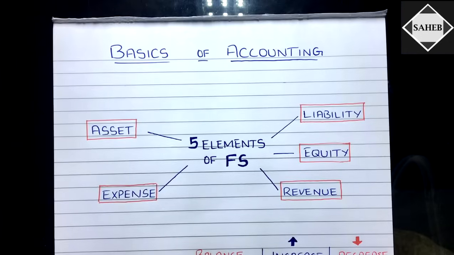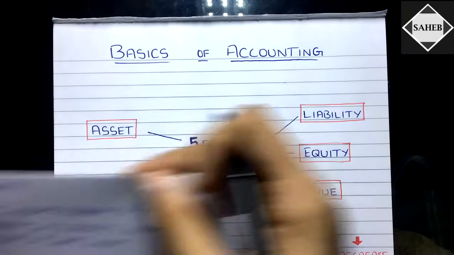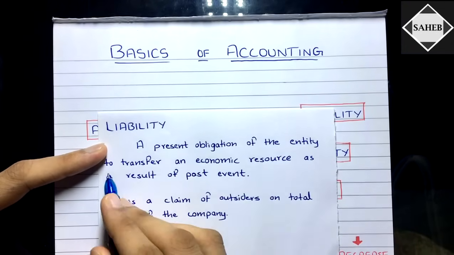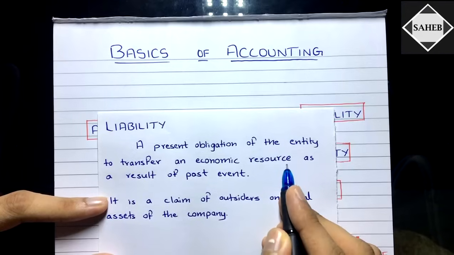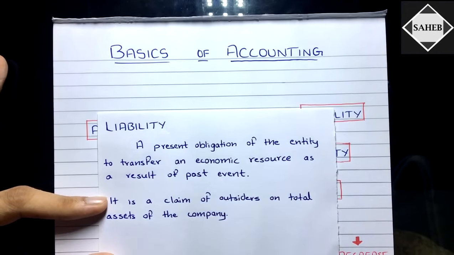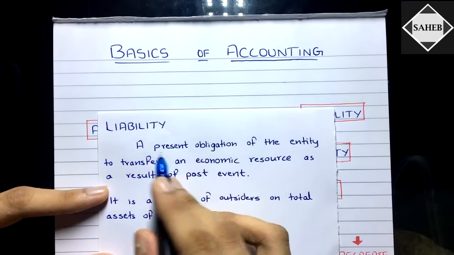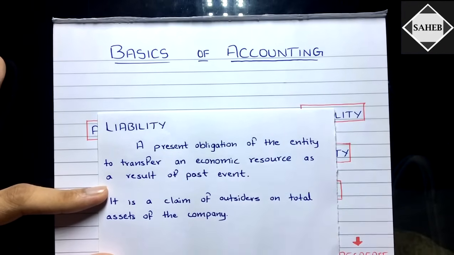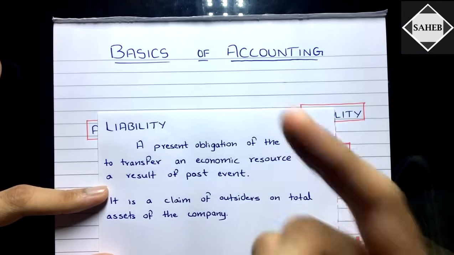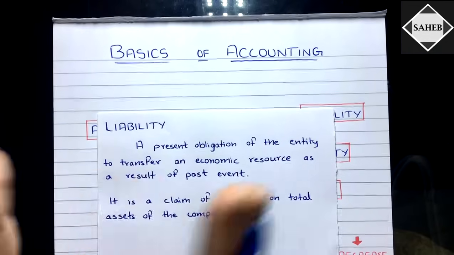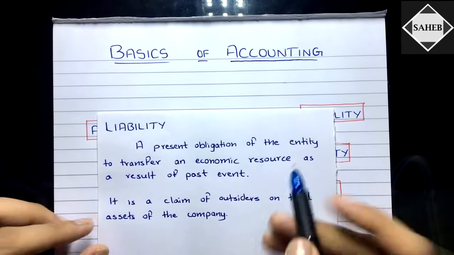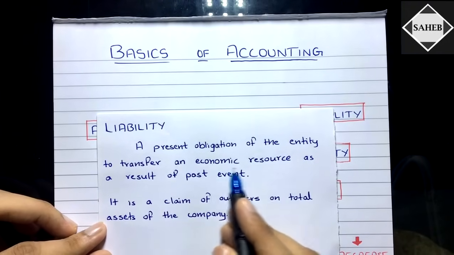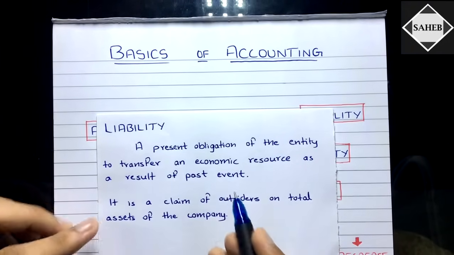Now let's see the meaning of liability. See here, liability is very simple. Liability is a present obligation of the entity to transfer an economic resource as a result of past event. Now what does this mean? A present obligation. Right now there has to be an obligation on the entity. Your company has to pay something, do something, or abstain from doing something beneficial. There will be some past event.